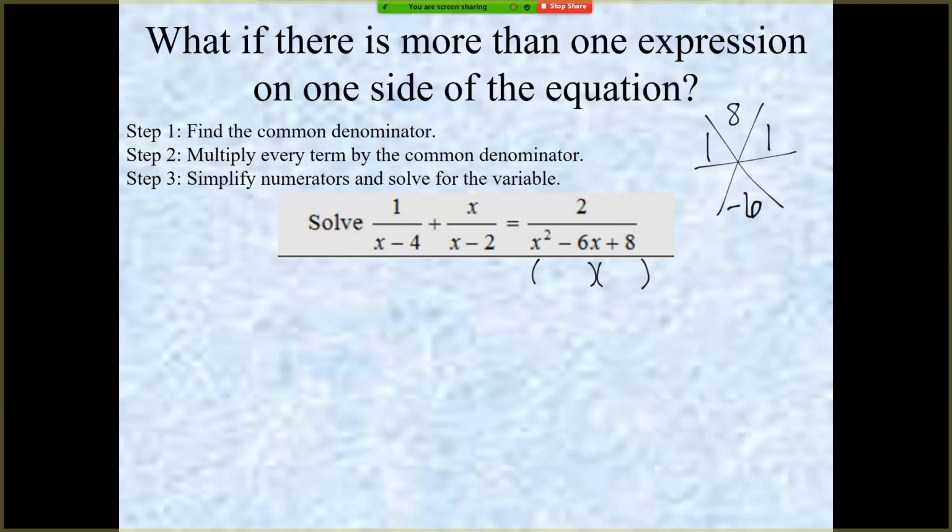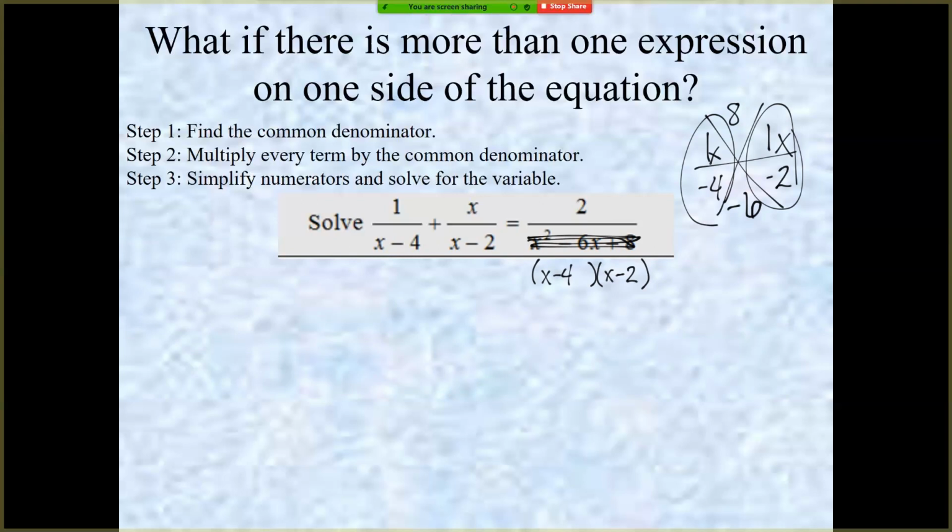So 2 numbers that multiply to give me 8 and add to give me -6. Yep, -4 and -2. Which means, since I have 1s at the top, I can't reduce these. I now have 1x minus 4, or just x minus 4, and x minus 2. So we're no longer worried about this quadratic because we just factored it into x minus 4 times x minus 2.